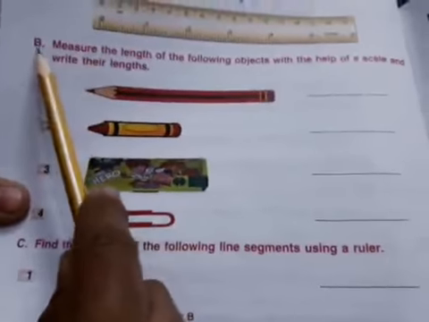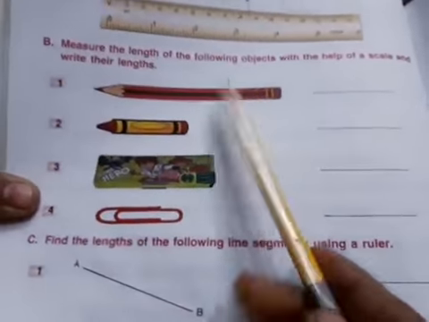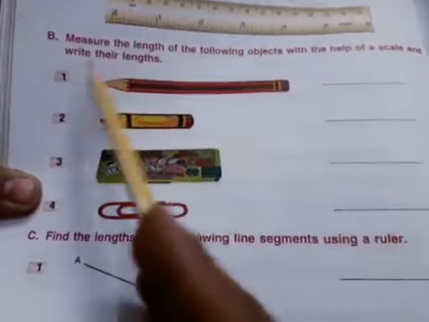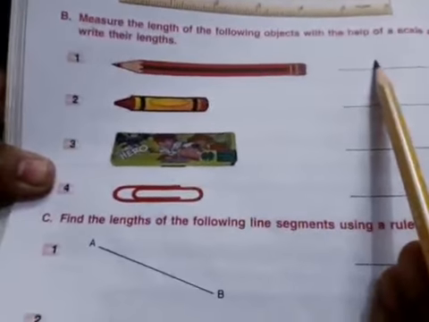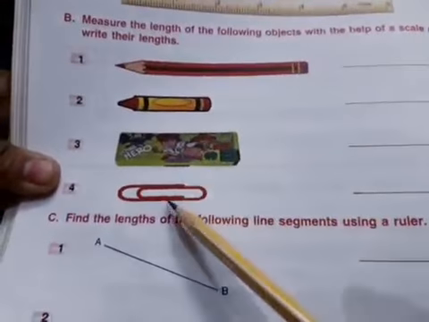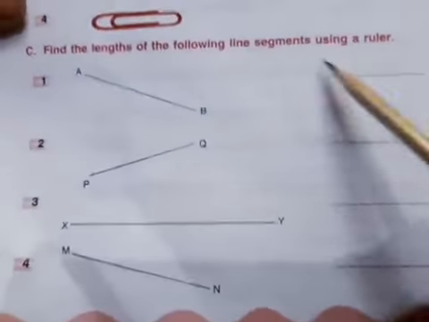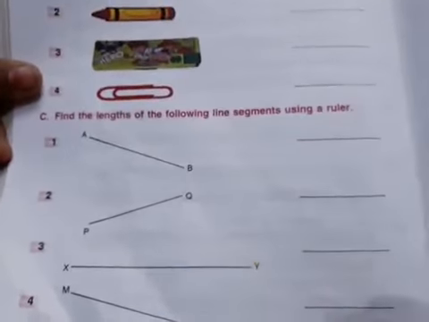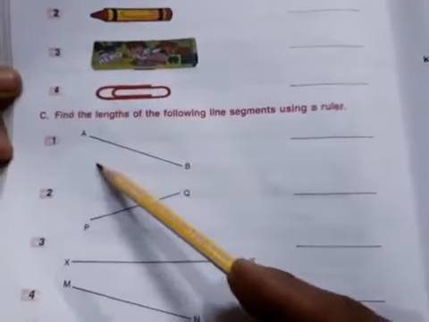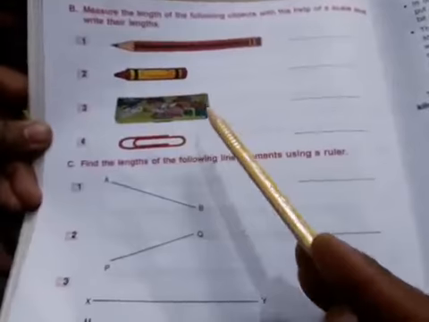Question B, measure the length of the following objects with the help of a scale and write their length. Use your scale and mention here the length of these things. Then this also you can measure and write. AB is equal to, like that. Measure with your scale and write. Exercise A, B, C, please do in your copy. B, C do in your book, and A do in your copy. C also you can do in your copy.